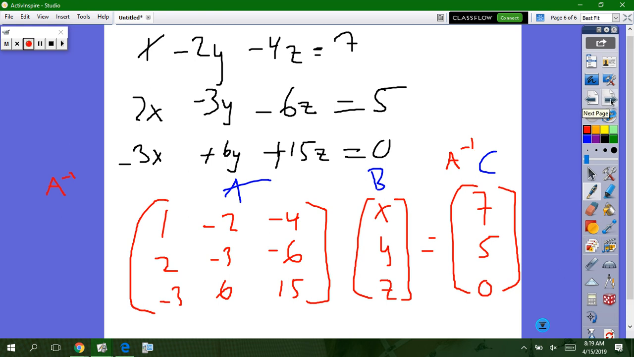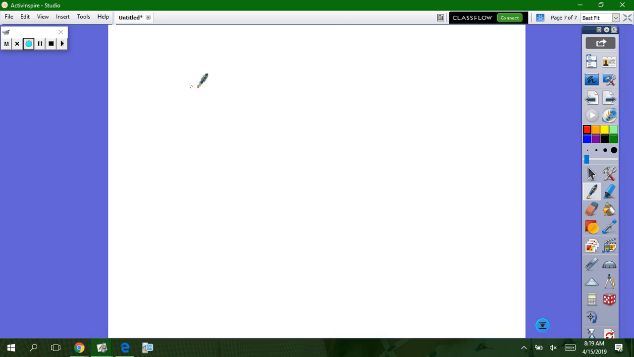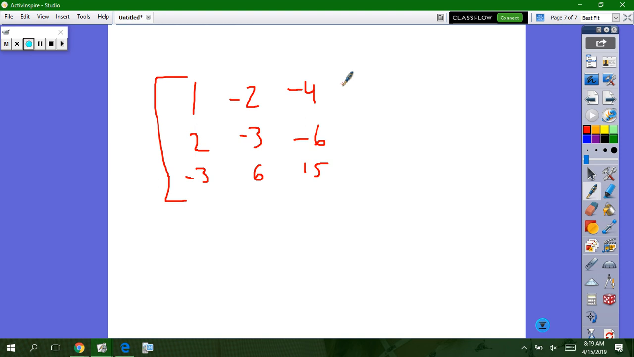Well, I'm going to go on to the next one. Can somebody read me matrix A as soon as I get on the next page, please? 1, negative 2, negative 4. Next row. And what am I going to do to this? I'm going to attach it to the identity matrix. So that's 1, 0, 0, 0, 1, 0, 0, 0, 1.